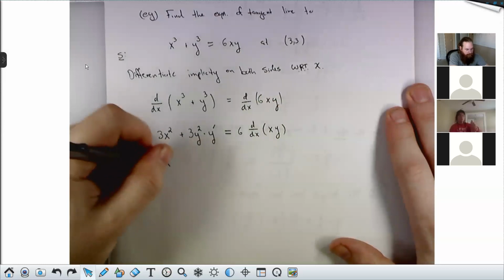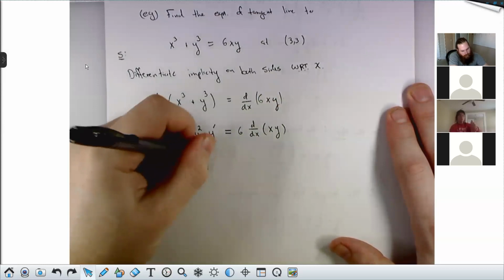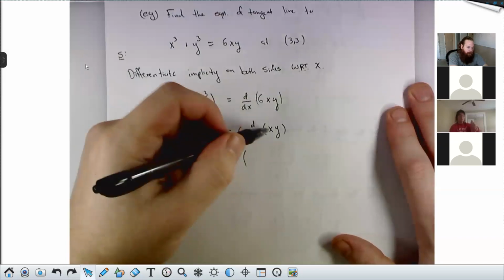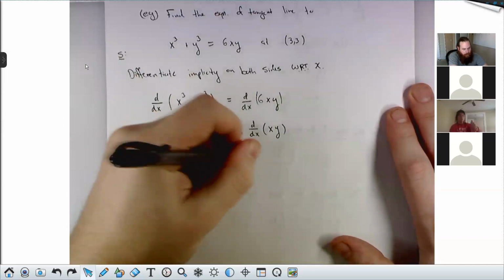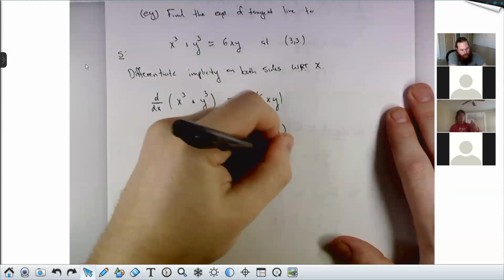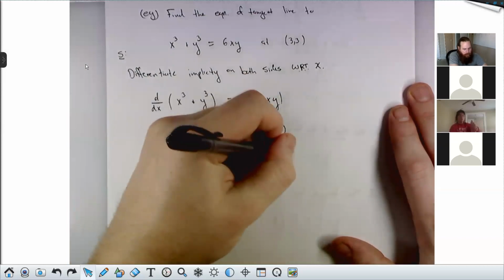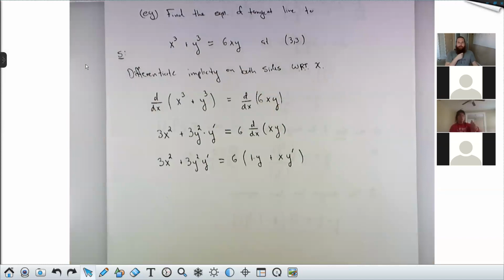So I'll copy my left-hand side down. And over here, I'll differentiate this. So I'm going to use my product rule. I'll differentiate the x, I'll leave the y alone. That's 1 times y plus. Now I leave the x alone and I differentiate y. There's no need for any chain rule there. The derivative of y is just y prime. So that gives me this. So again, here I'm using the product rule.